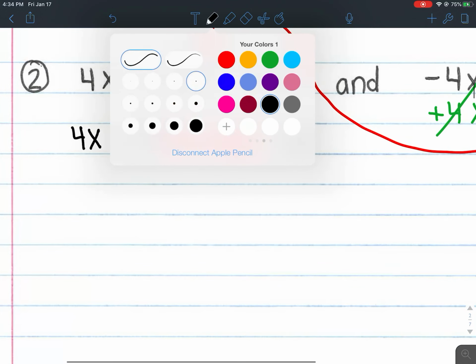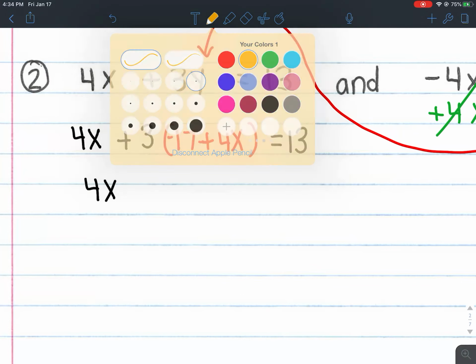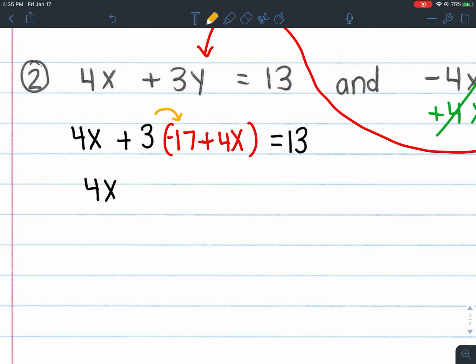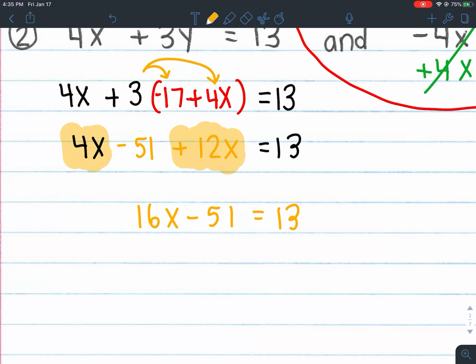Next step here is we're going to distribute. So 4x is going to stay the same. We have 3 times negative 17, which I believe is negative 51. Yep, negative 51. 3 times 4x is going to be 12x equals 13. Then you check for like terms. 4x and 12x are like terms. That's going to make positive 16x minus 51 equals 13.